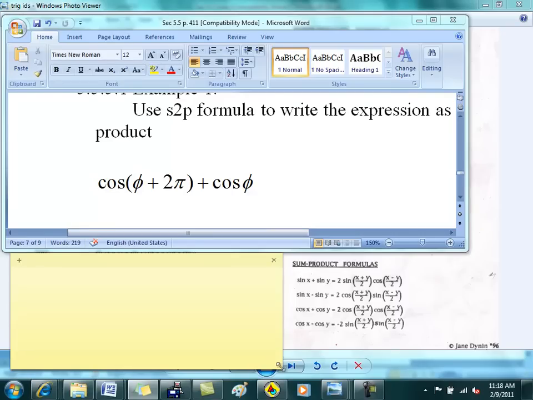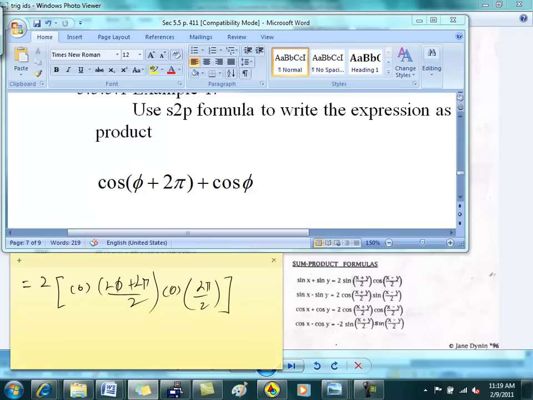Why second? Second is sine minus sine. Third, cosine plus cosine. Right? Do you guys have the identity sheet in front of you so you know what I'm talking about? Okay. So I'm going to say that this is equal to twice cosine of half the sum, so that'll be 2 phi plus 2 pi over 2, times cosine of half the difference. Okay, does everybody see where that's coming from? I'm using the third identity here. Hopefully you have it right there in front of you.